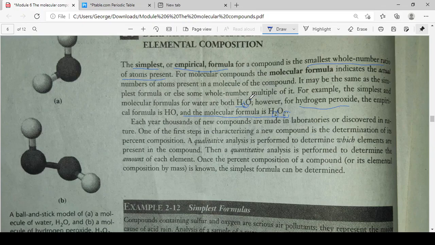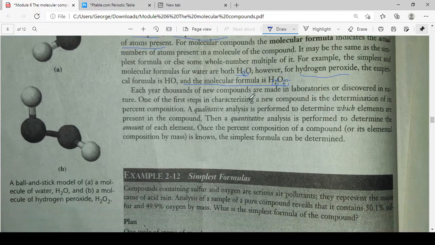So each year, thousands of new compounds are made in laboratories or discovered in nature. One of the first steps in characterizing a new compound is the determination of its percent composition. So we now know how to solve our percent composition, right? We get the atomic weight of each element from its molecular weight. Then we divide it by the molecular weight and multiply it by 100. Then we get your percent composition.